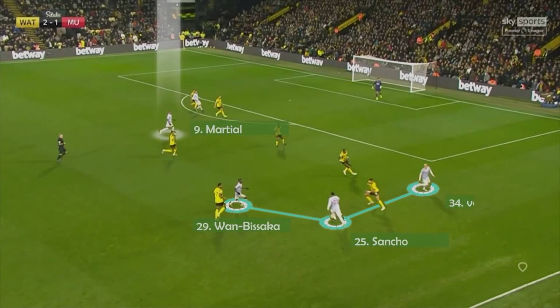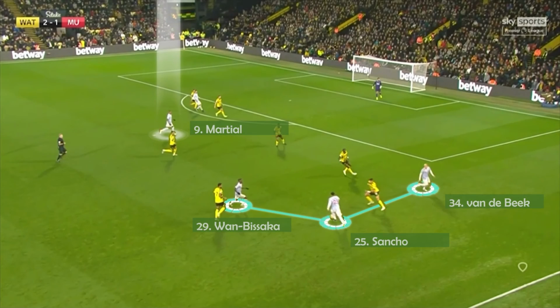Here we can see a bit later on Wan-Bissaka combining with Sancho and Van de Beek, initially quite effectively towards the top end of the pitch. And he can do this because he can rely on the technical ability of Sancho and/or Van de Beek to play that final pass. But what happens is they end up caught out defensively because there's a huge amount of the right-hand side of the pitch for Watford to exploit.